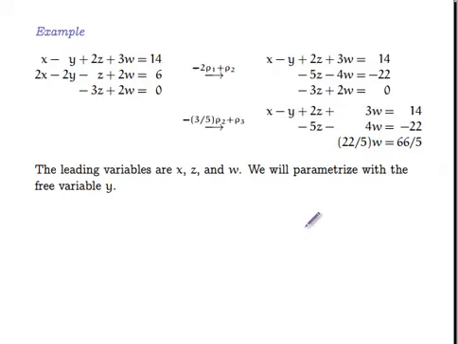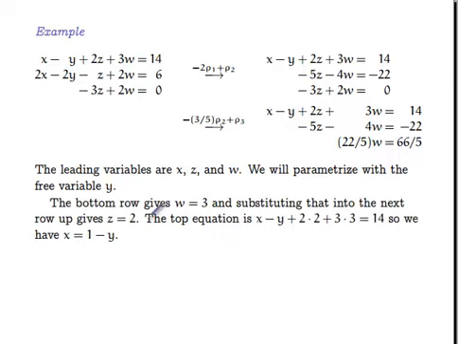Okay. Let's do another example. Here we have a system of three equations with four unknowns. You can follow through the arithmetic here and work it down to this final form here. Notice that here I have x is the first variable here, z is the first variable here, w is the first variable here, y is not a leading variable. The y is going to be my free variable.